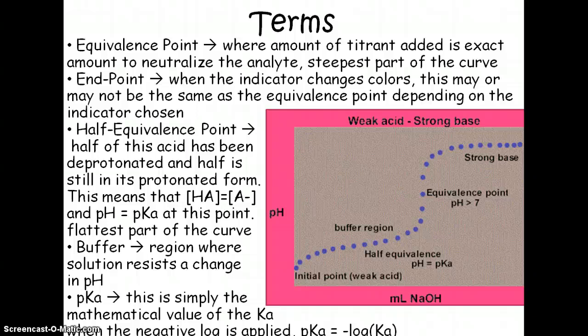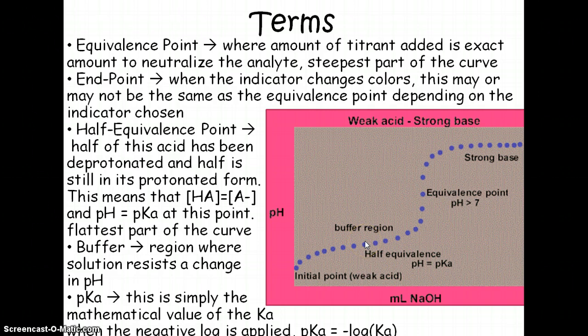The half equivalence point is exactly what you would think it means. It's where, like in this picture, half the volume of base that is needed to reach the equivalence point has been added. So basically half the acid or half the base is titrated. So you have half and half at this point. So you have half protonated, half unprotonated. That means that the pH equals the pKa. You don't know what all that means yet, but it'll be important eventually. And that is the flattest part of the curve, so right here.